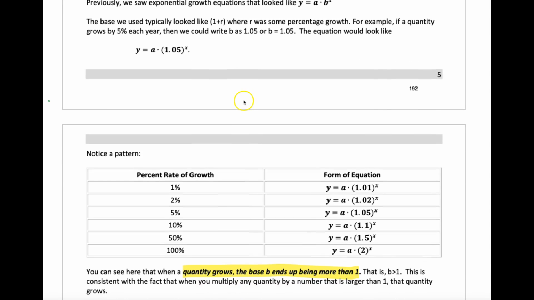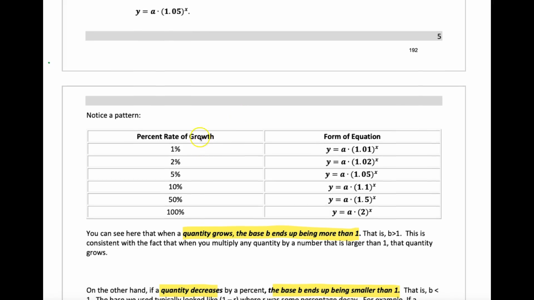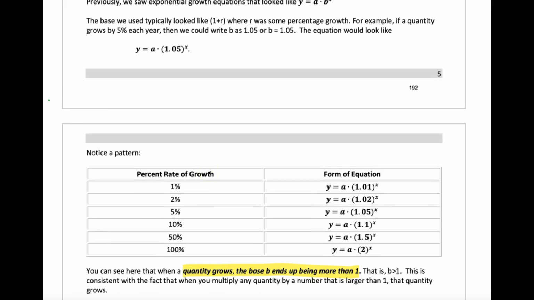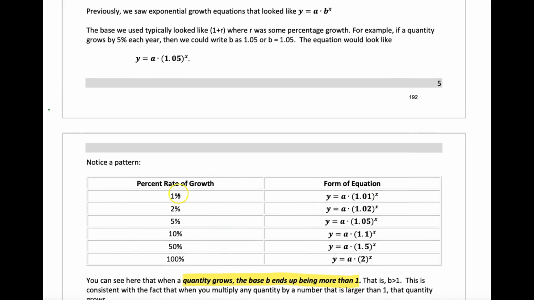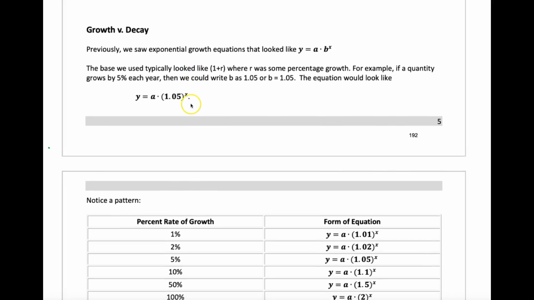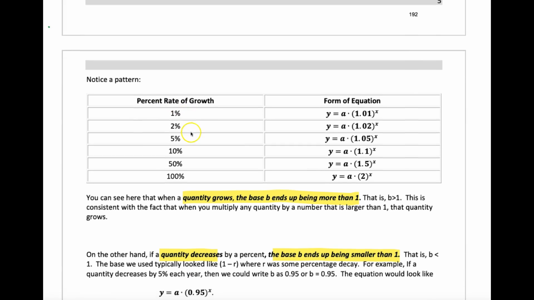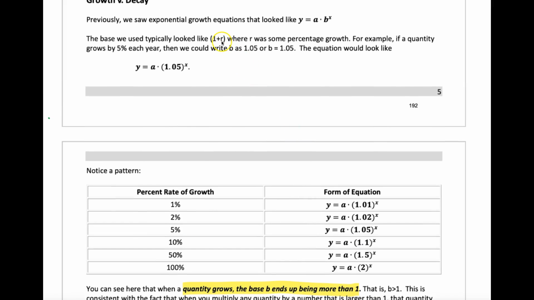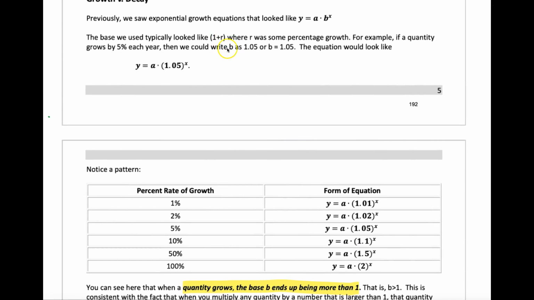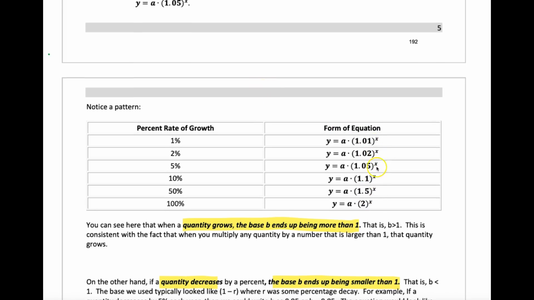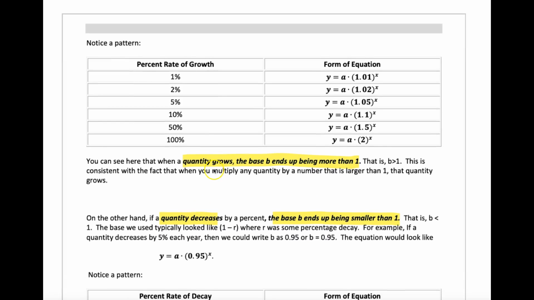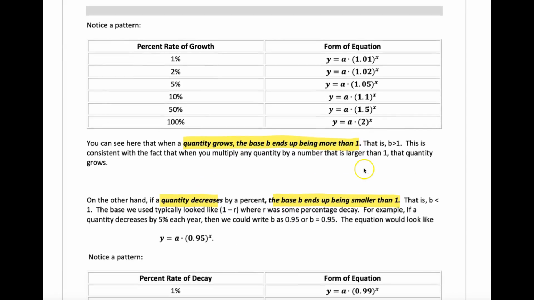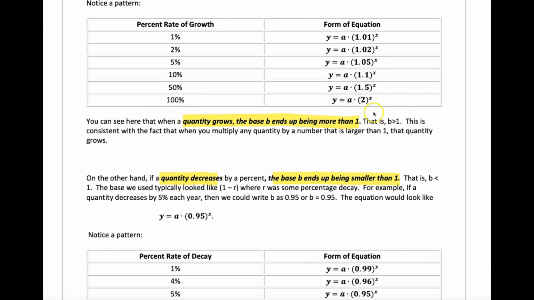But what we mean by growth, you can see when you have certain growth, you can see what type of equation you have here, the form of an exponential function. When we had 5% growth, it would look like this. And you can see the way the equations are written, it's 1 plus the rate, the percent growth rate. And so you end up with equations like that. As the quantity grows, the base ends up being more than 1 in this situation.